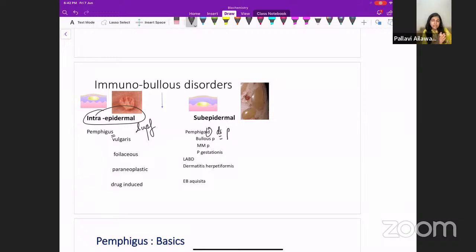So pemphigus has intraepidermal superficial bullae. Here the split is within the epidermis, while in pemphigoid, the split is below the epidermis, that is subepidermal.